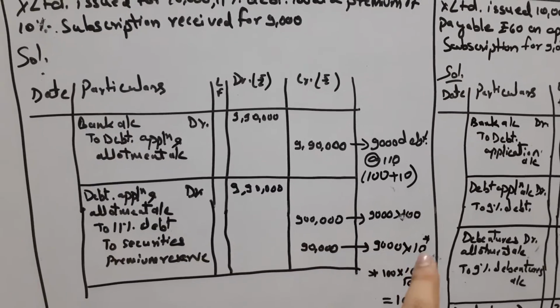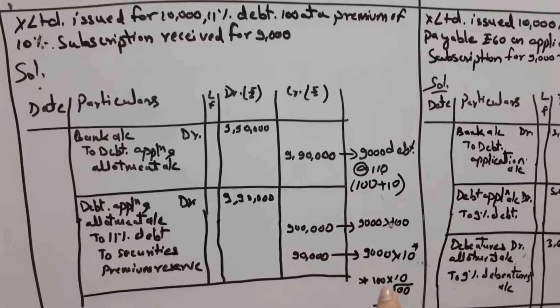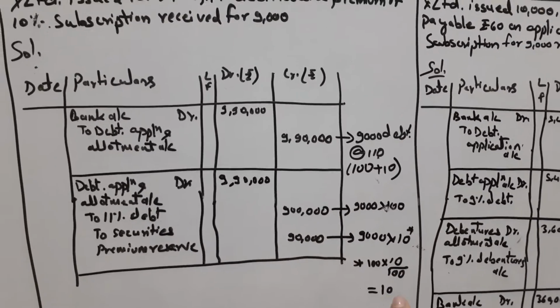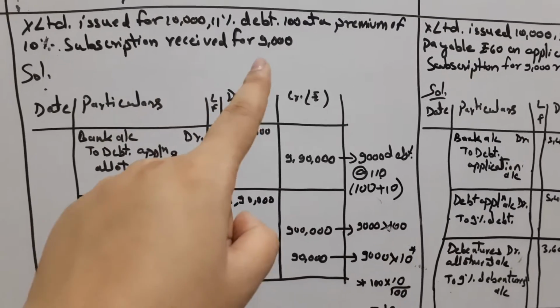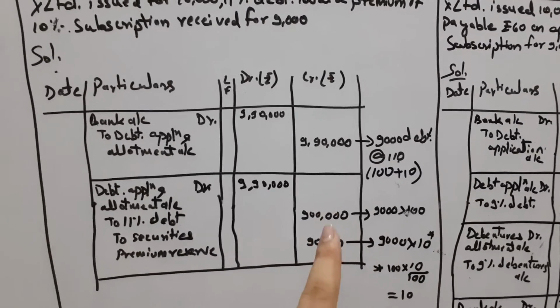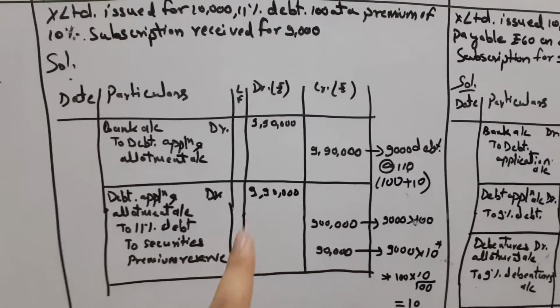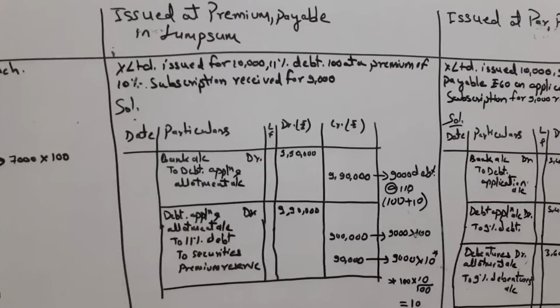How has this 10 come? I have put a star mark here to make you understand this calculation. 10% of 100 is 10. So this 10 rupees is the premium amount. Subscription receipt is for 9,000. So 9,000 multiplied with 10 gives you 90,000. When you add up these values, you get 9,90,000. So this is how the entry goes for premium payable in lump sum.